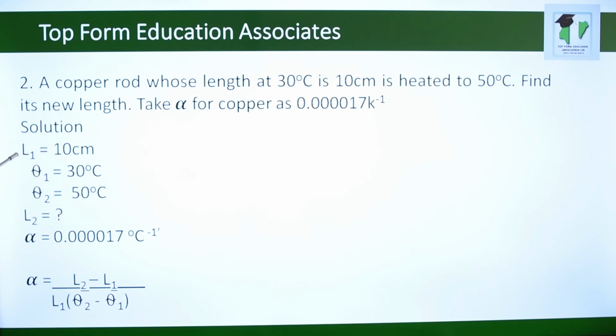So as I've said, the initial length is 10 cm. The original temperature, or initial temperature, is 30 degrees Celsius. The final temperature is 50 degrees Celsius. What is the final length? Well, we'll have the linear expansivity of copper to be 0.000017 per degree Celsius. So how do you get your alpha? Alpha is L2 minus L1 over L1 into theta 2 minus theta 1. So we want to substitute these values into this and get our value.